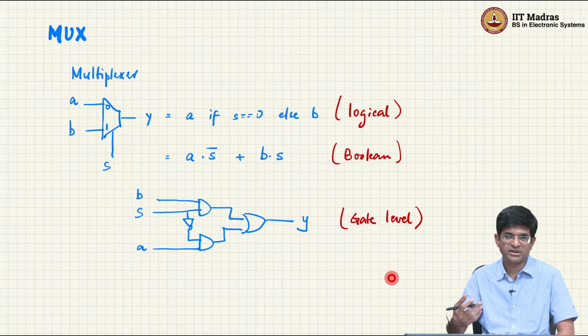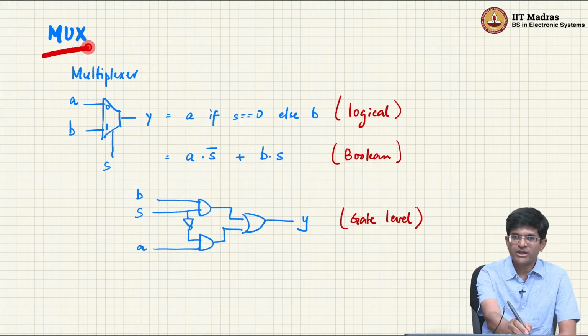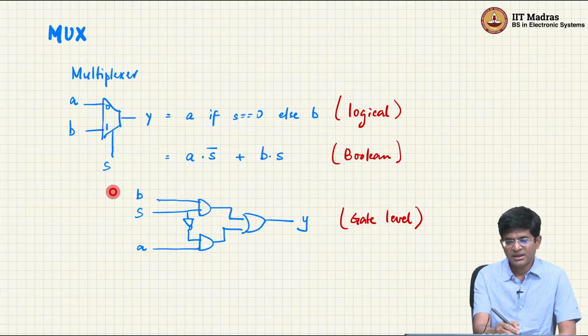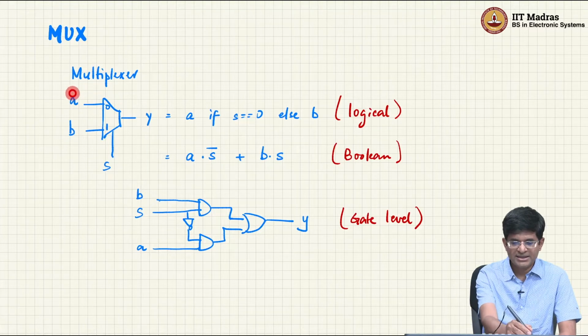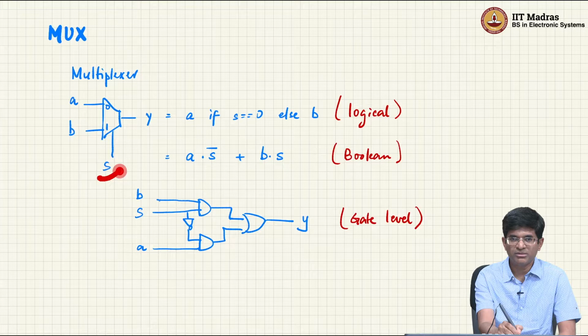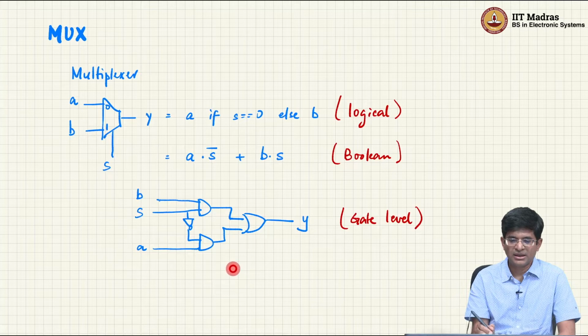Now, one of the most basic and yet useful modules that we can think of is a so-called multiplexer, usually shortened to the term MUX, right? So a multiplexer typically has these inputs. It has two inputs, A and B over here. It also has one more input, which is usually called the select input, and it has one output, which I am calling Y in this case.